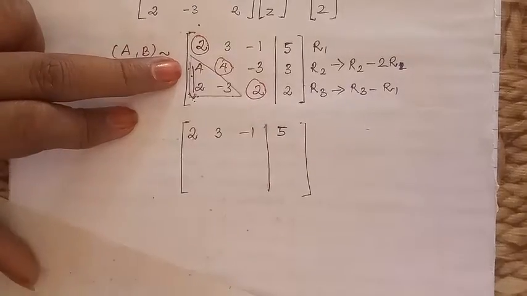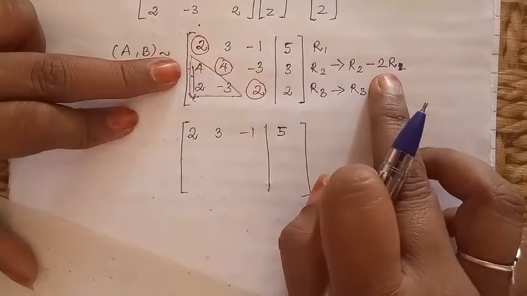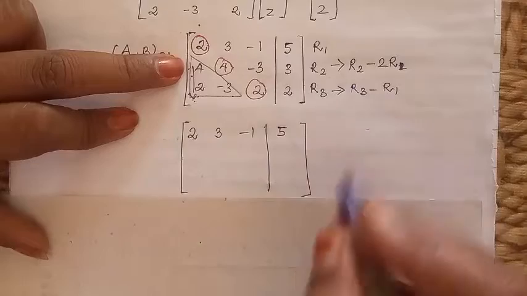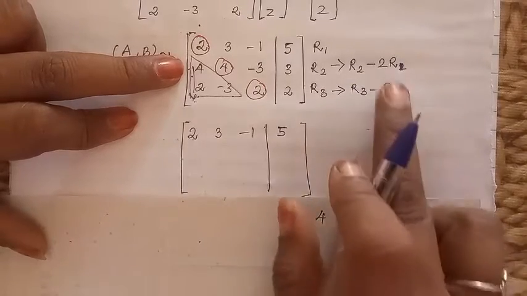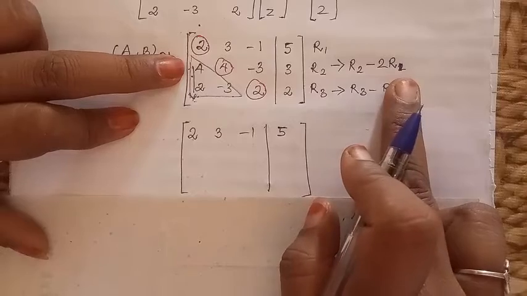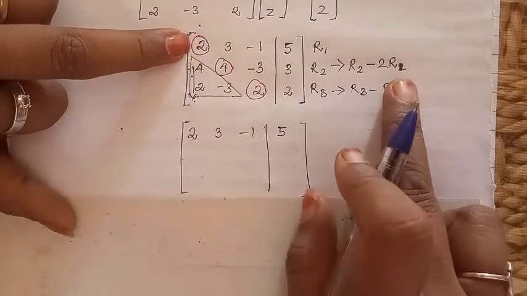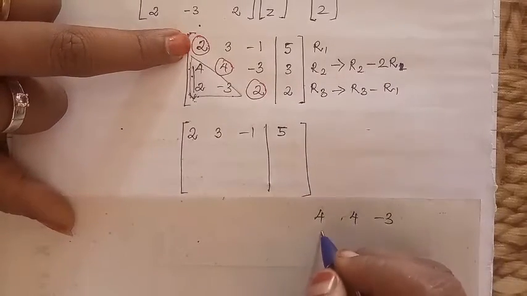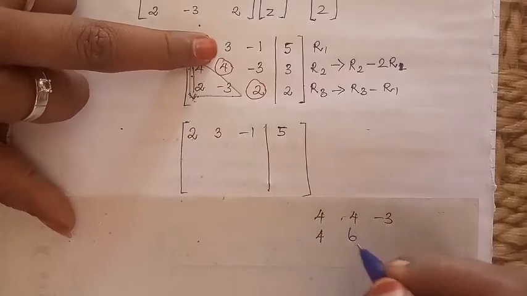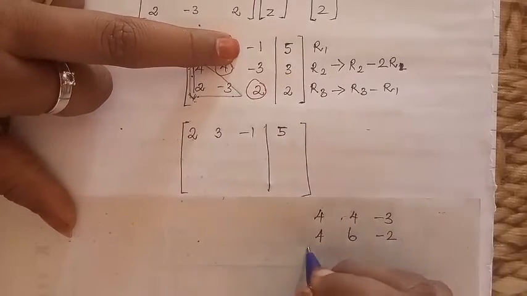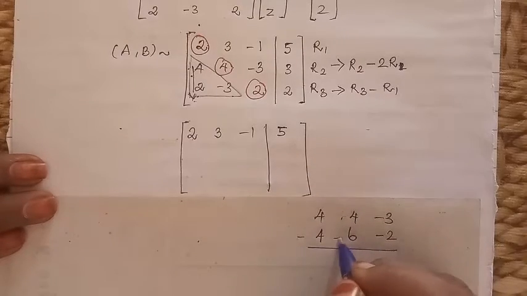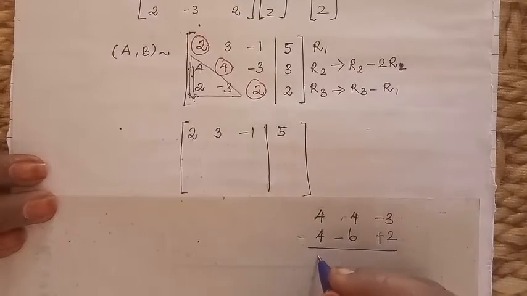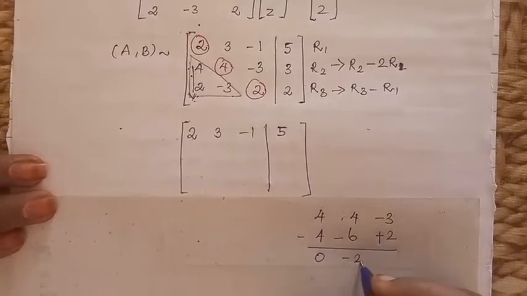So for row 2, you have to subtract it with a multiple of R1. So row 2 is 4, 4, minus 3, and then minus 2 into R1. So multiply the entire row 1 with 2. When you multiply it with 2, it becomes 4, 6 and then minus 2. Since we want to subtract this, this will become plus. So now it is 0, this is minus 2 and this is minus 1.